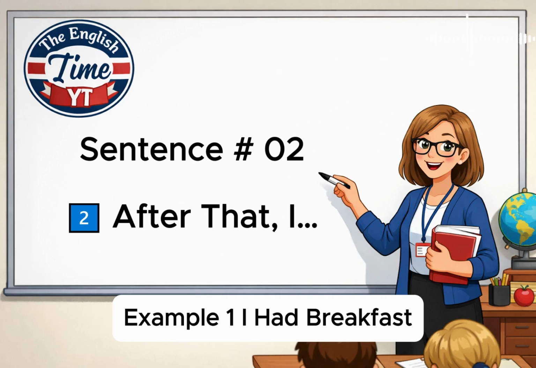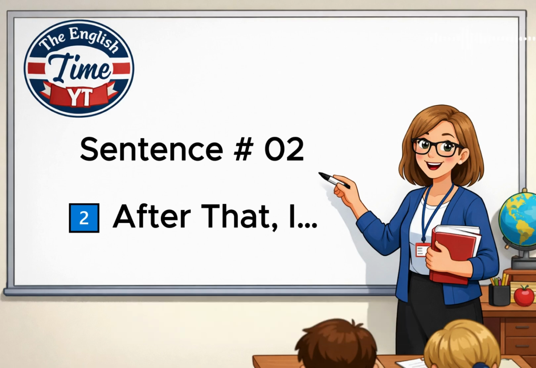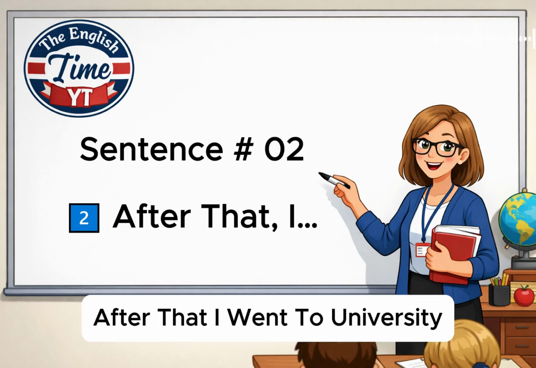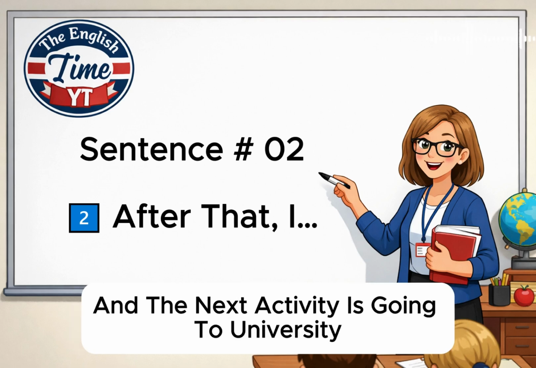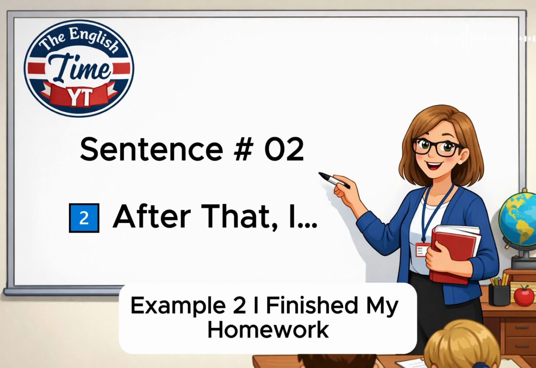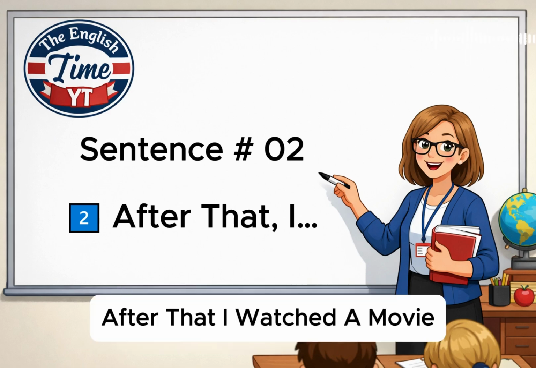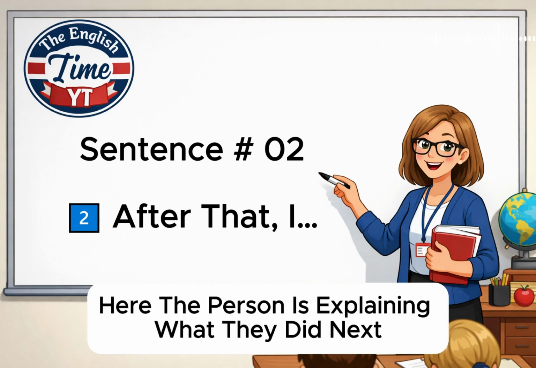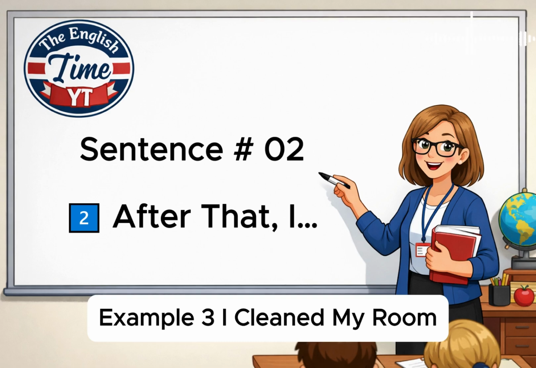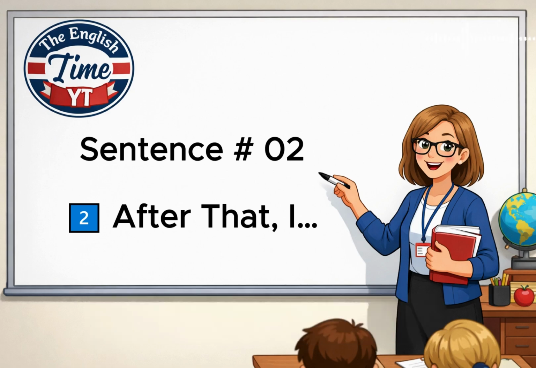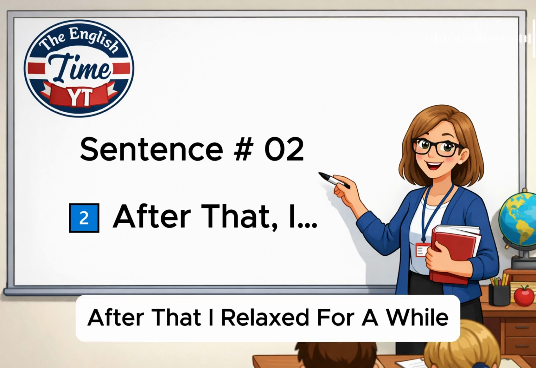Example 1. I had breakfast. After that, I went to university. In this example, the first activity is breakfast, and the next activity is going to university. Example 2. I finished my homework. After that, I watched a movie. Here, the person is explaining what they did next after completing their homework. Example 3. I cleaned my room. After that, I relaxed for a while.